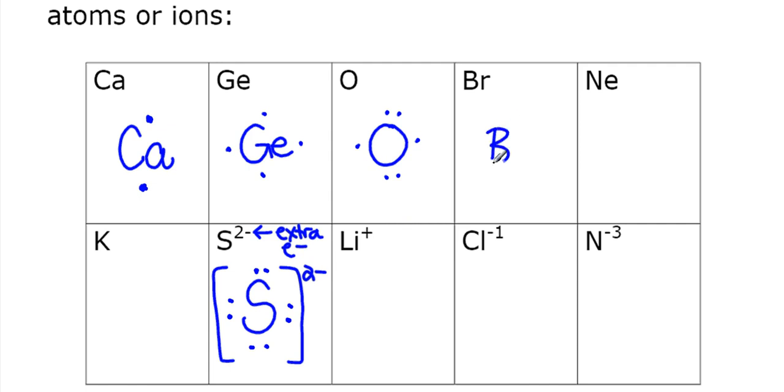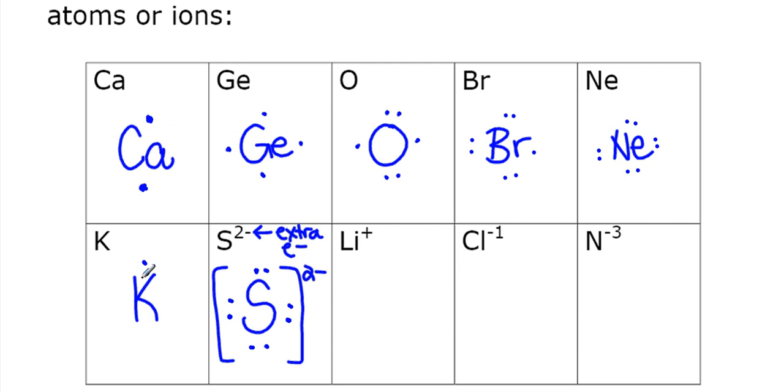Bromine is in group 7. 1, 2, 3, 4, 5, 6, 7. Then I look to neon. Neon is in group 8. So 1, 2, 3, 4, 5, 6, 7, and 8. Next, I go to potassium. Potassium is in group 1. So it only needs 1 dot. So those are all of the atoms that are there.